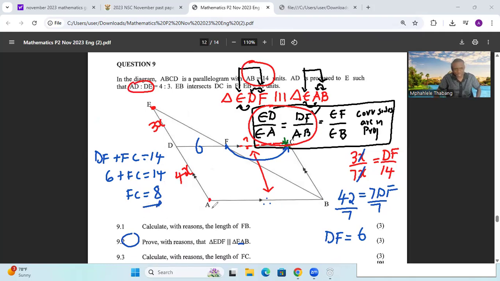So this question 9 of November 2023 is very interesting because, number 1, it's working with the proportionality theorem. Number 2, it's working with corresponding sides of similar triangles. It is also giving us some ideas about a parallelogram. Do not forget the properties of a parallelogram.